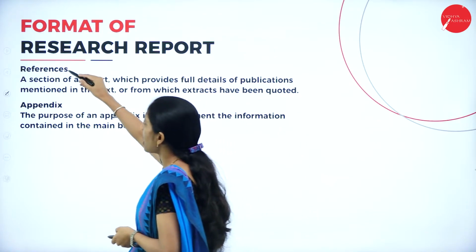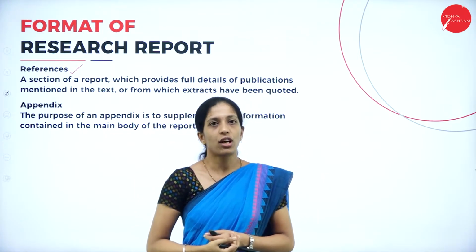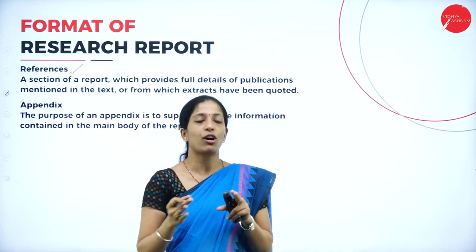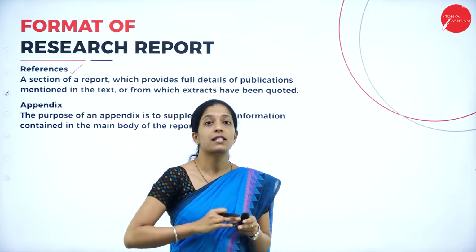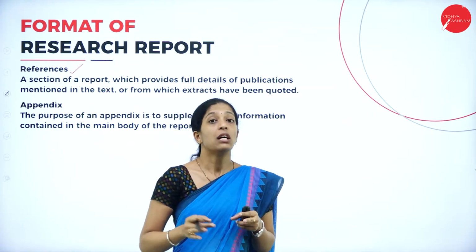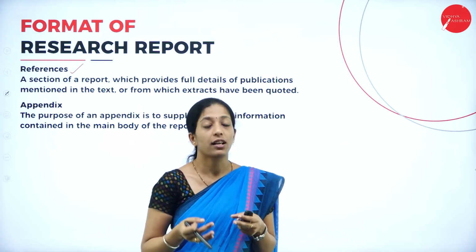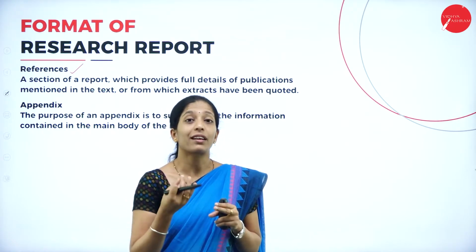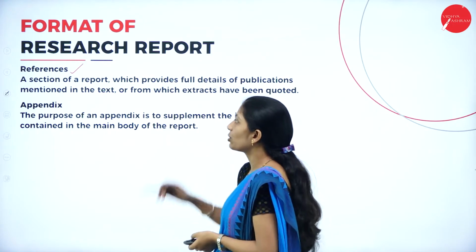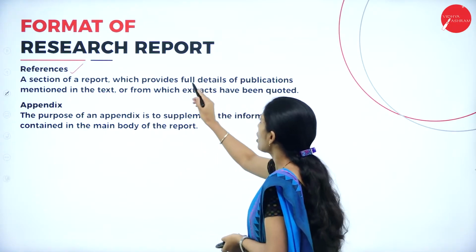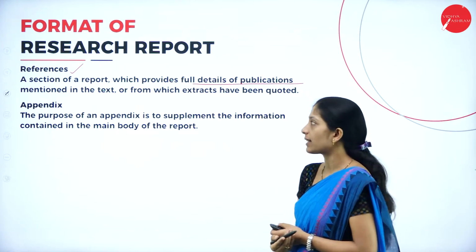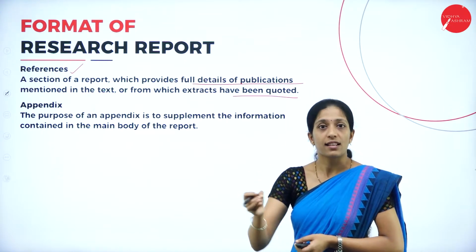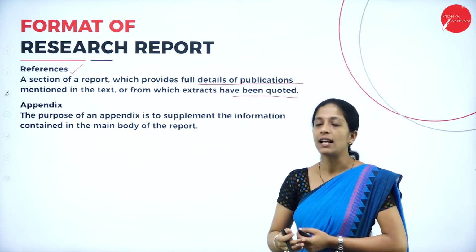Next one is references. As you all know, the researcher will not get all the information on his own. He has to refer certain things. It may be already published books, articles, periodicals, newspapers. So what he has referred, or what has helped him to conduct his research work successfully, what references he has gone through, that has to be included. A section of a report which provides full details of publications mentioned in the text or from which extracts have been quoted. So from where he has referred the information, that has to be recorded in a reference.